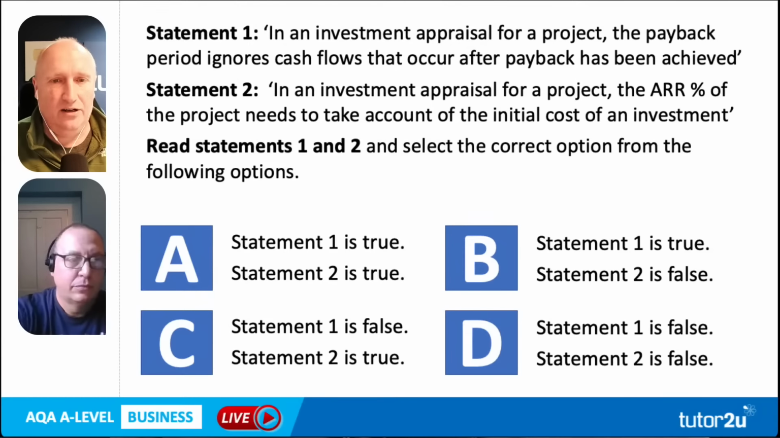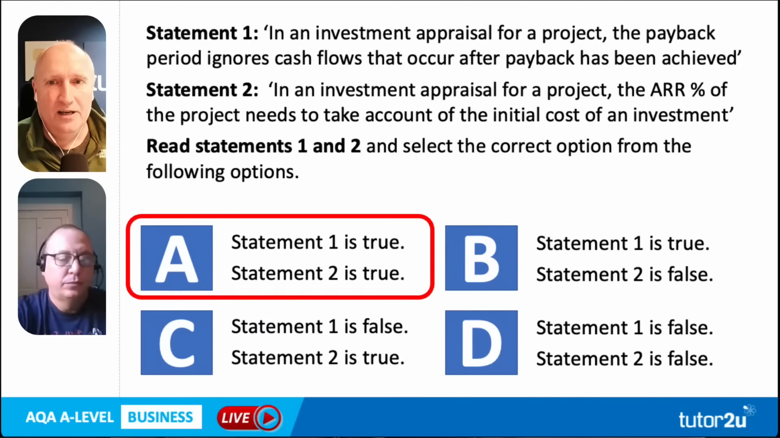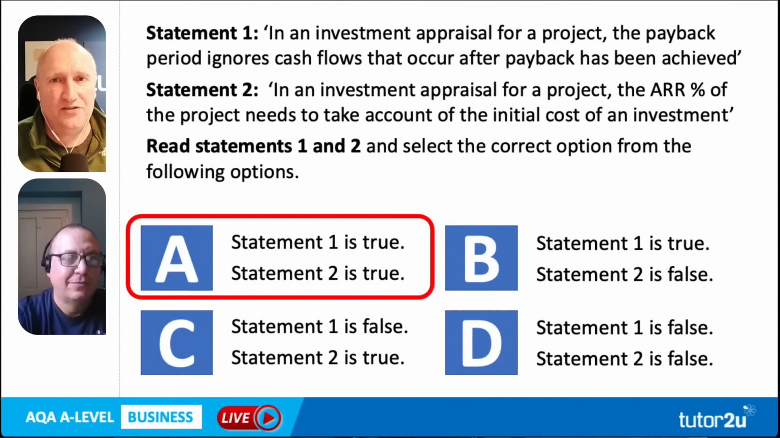Quite a nice way of just testing understanding of the approaches taken by two of the three methods. Most people going for the same answer, which is A. It is indeed A. Well done. So don't forget payback. Once payback has been achieved, that's it. You forget all about the cash flows after the payback period for that particular measure.